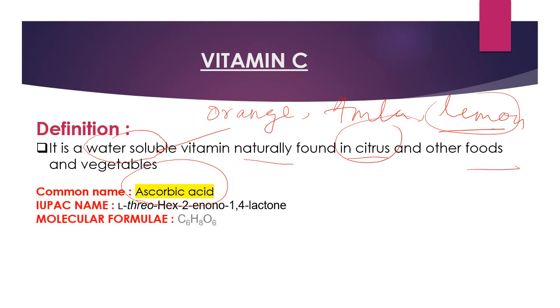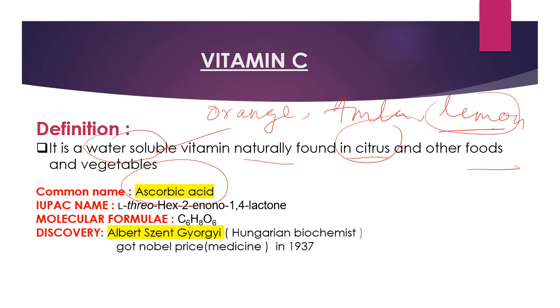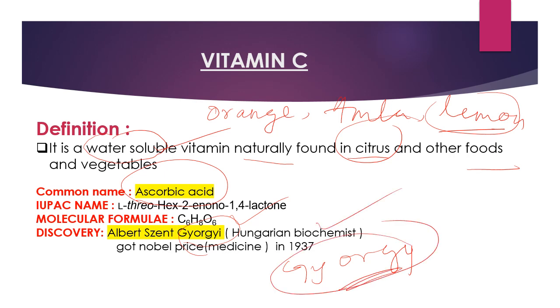Its IUPAC name, no need to remember. Its molecular formula is C6H8O6. It was discovered by Albert Szent-Györgyi, or just Györgyi. Györgyi was a Hungarian biochemist. He got the Nobel Prize in medicine because of the discovery of vitamin C and other B complex vitamins.